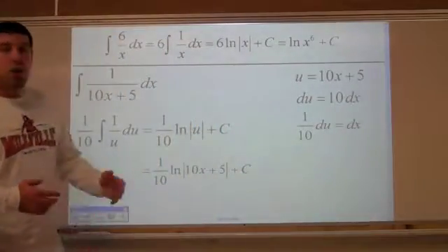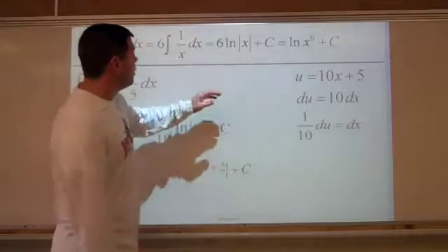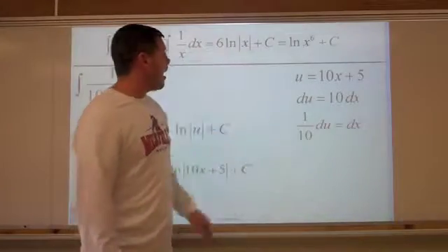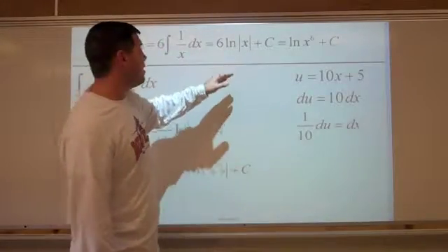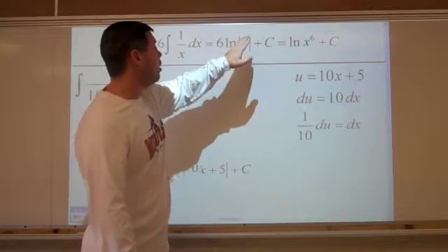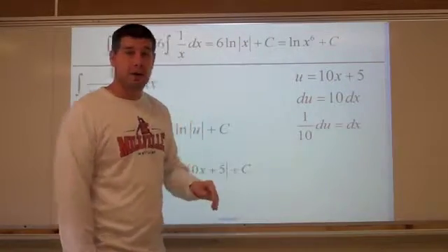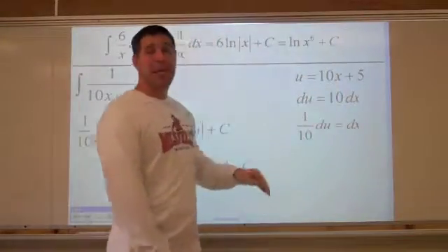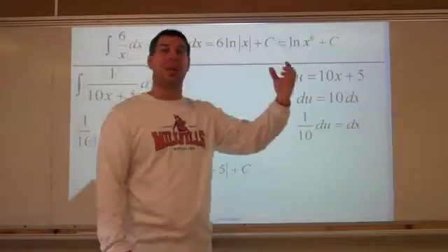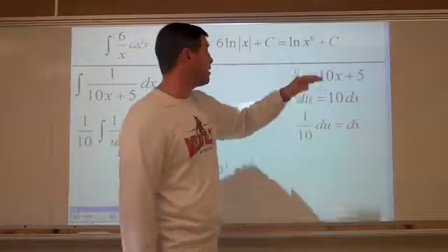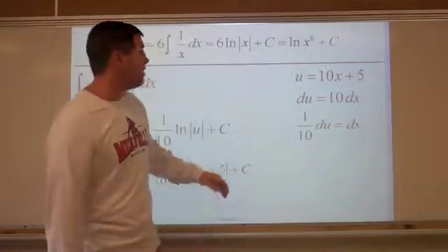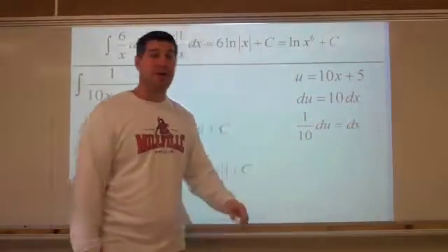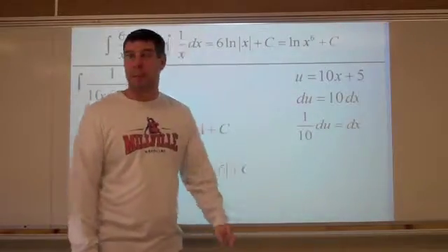One thing they might do, again using the rules of logarithms, is write 6 natural log of the absolute value of x as natural log of x to the 6th power. We can write it like that and eliminate the absolute value signs, because anything to an even power, to the 4th or the 6th, will always be a positive number.